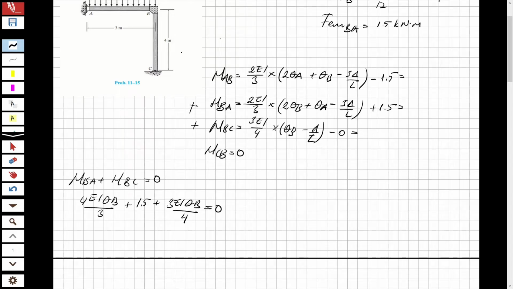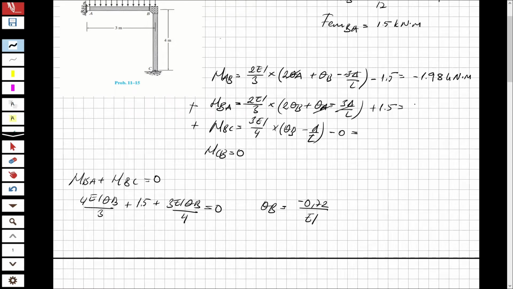Because A is fixed, I don't need to calculate the theta A, and I don't have any settlement or any deflection, so I don't need to calculate this also. So from this equation, I'm going to obtain theta B as minus 0.72 over EI, right? Now I obtain my theta B, so now I'm going to write it in its place in the equations, and I'm going to obtain 1.98 kilonewton meter.